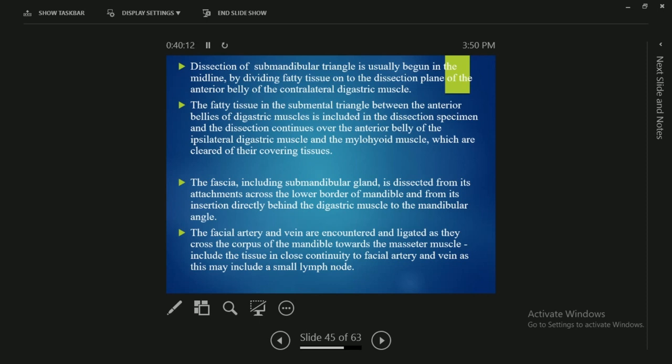The facial artery and vein are encountered and ligated as they cross the corpus of the mandible towards the masseter muscle. While dissecting, we should include the tissue around them in close continuity with the facial artery and vein, as they may contain a small lymph node.